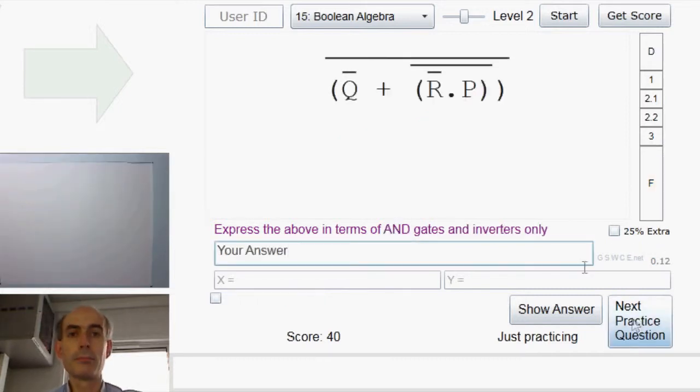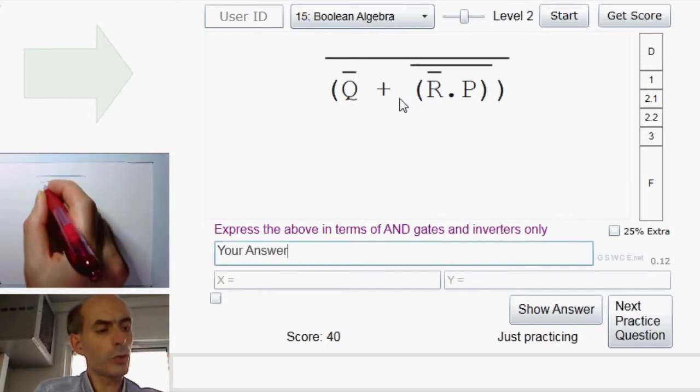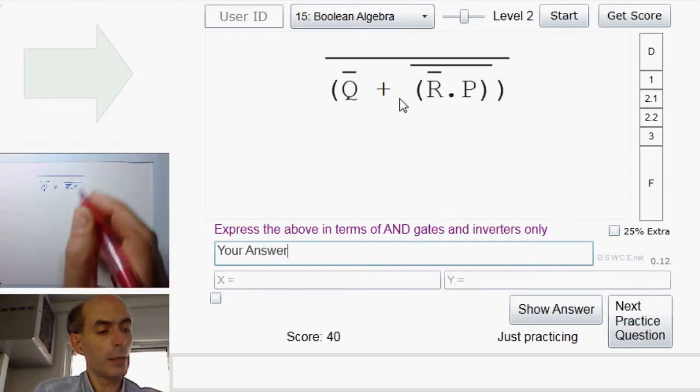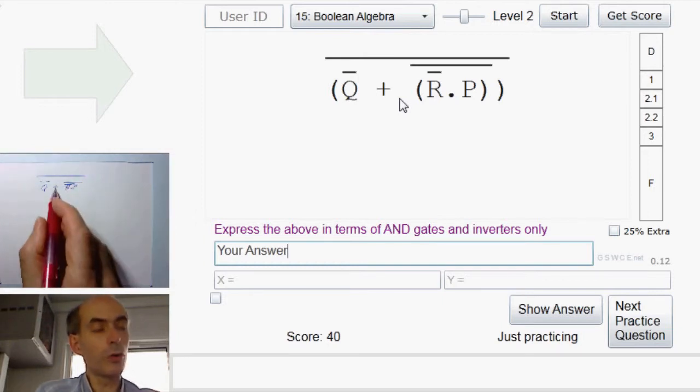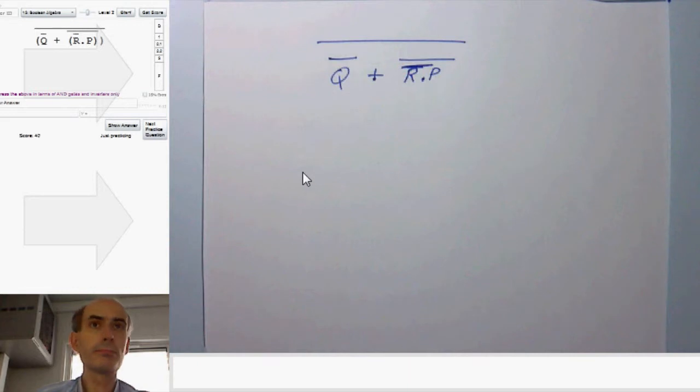Next. Okay, here we've got to take the OR gate and convert this into an AND gate, because we can only use AND gates and inverters in this expression. So we've got not Q or not R and P. And we can convert this OR to an AND using De Morgan's theorem. And that would just give us that.